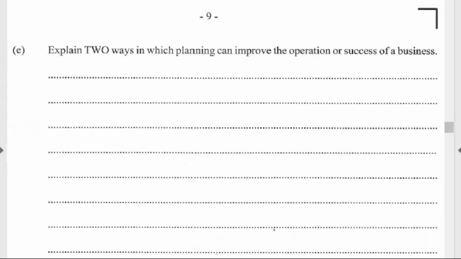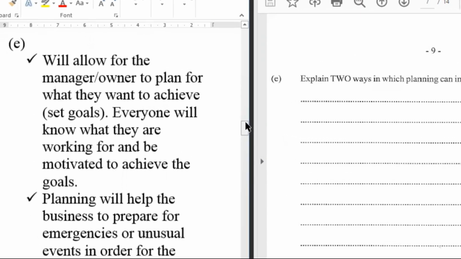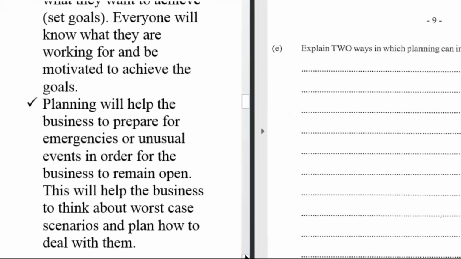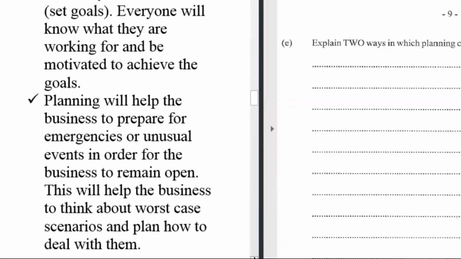All right, let's look at some ways. Planning will allow for the manager or owner to plan for what they want to achieve. So, therefore, they will set their goals. Everyone will know what they are working towards and be motivated to achieve those goals. The second way is that planning will help the business to prepare for emergencies or unusual events in order for the business to remain open. This will help the business to think about worst case scenarios and plan how to deal with them.